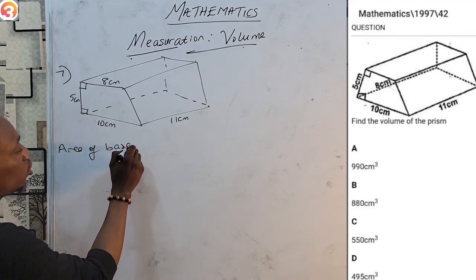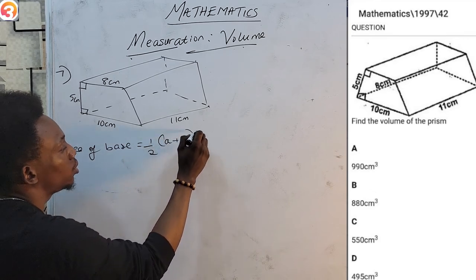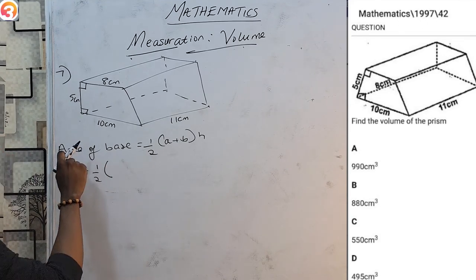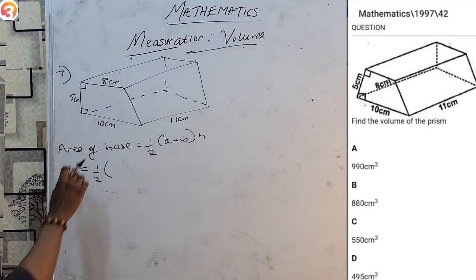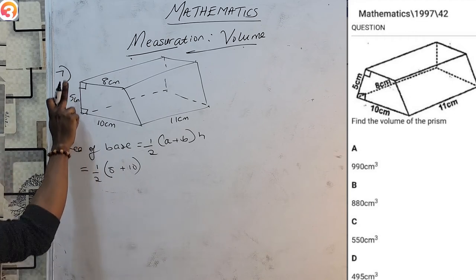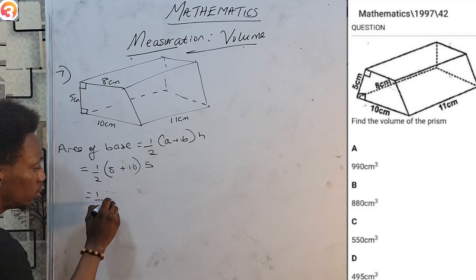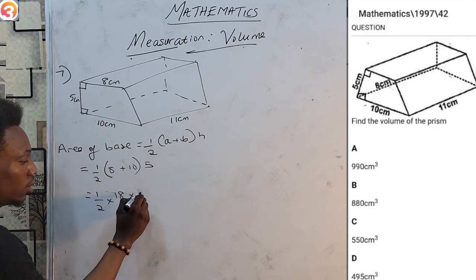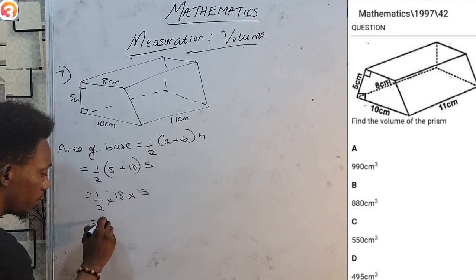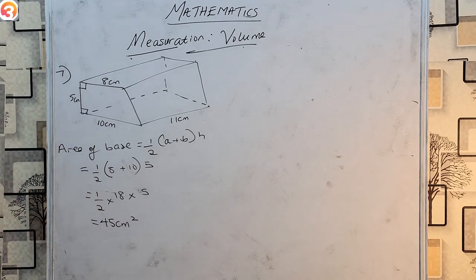So area of base. How can I solve area of base? And since this is a trapezium, we should know that the formula for area of trapezium is 1 over 2 (a plus b) h. Now, a and b are the parallel sides, meaning 8 and 10. So 8 plus 10, h is the vertical height, which is 5. So 1 over 2, 8 plus 10 is 18, times 5. Half of 18 is 9. 9 times 5 is 45 cm squared. And here we're almost done.